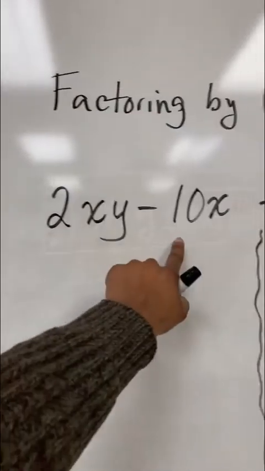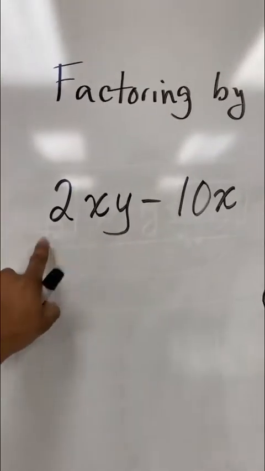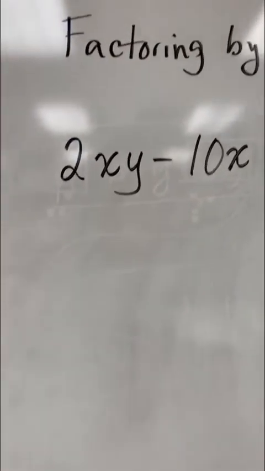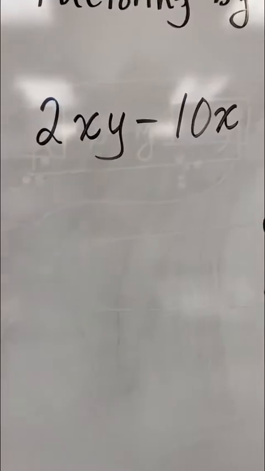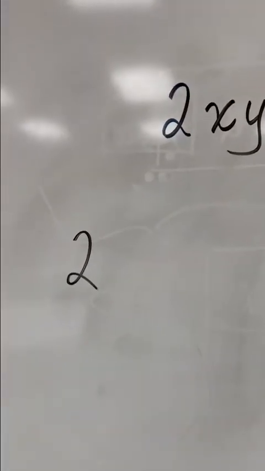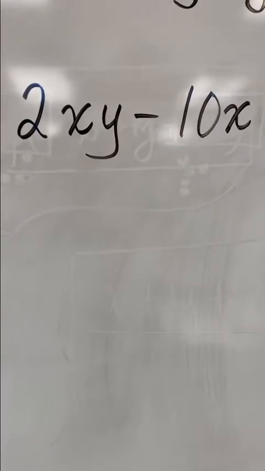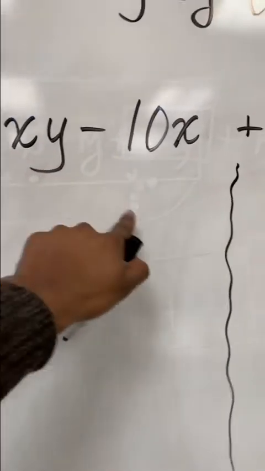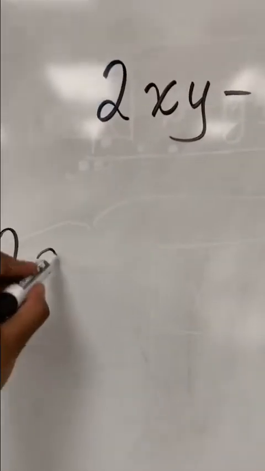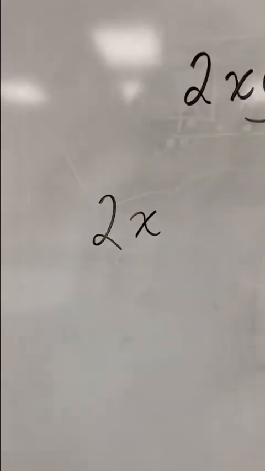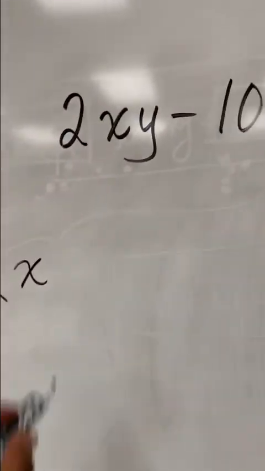When I see 2 terms, I look at the numbers first, the coefficients first. I see a 2, I have a minus 10. I know for a fact they have a 2 in common. I can divide 2 into both of these. So 2 is the first greatest common factor. I then look at the variables. I have an x, y, and I have an x. They both have an x in common. So I'm going to say 2x. So 2x is the greatest common factor. That's what they both have in common.